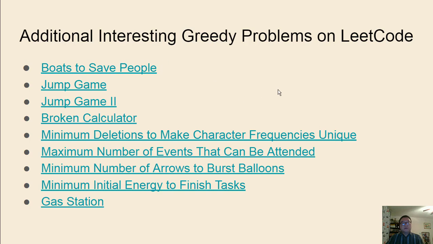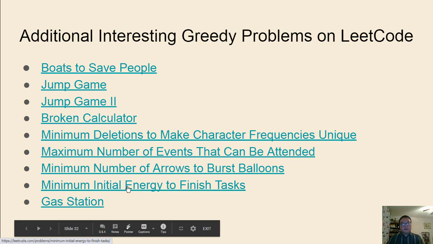So here are some of the problems from LeetCode that I looked at and think are interesting. I also looked at some other problems that I think are less interesting. They're not included here. And several of them are related to the last two example problems. So these two, maximum number of events that can be attended and maximum number of arrows, are also interval based. So I highly recommend you take a look at those.